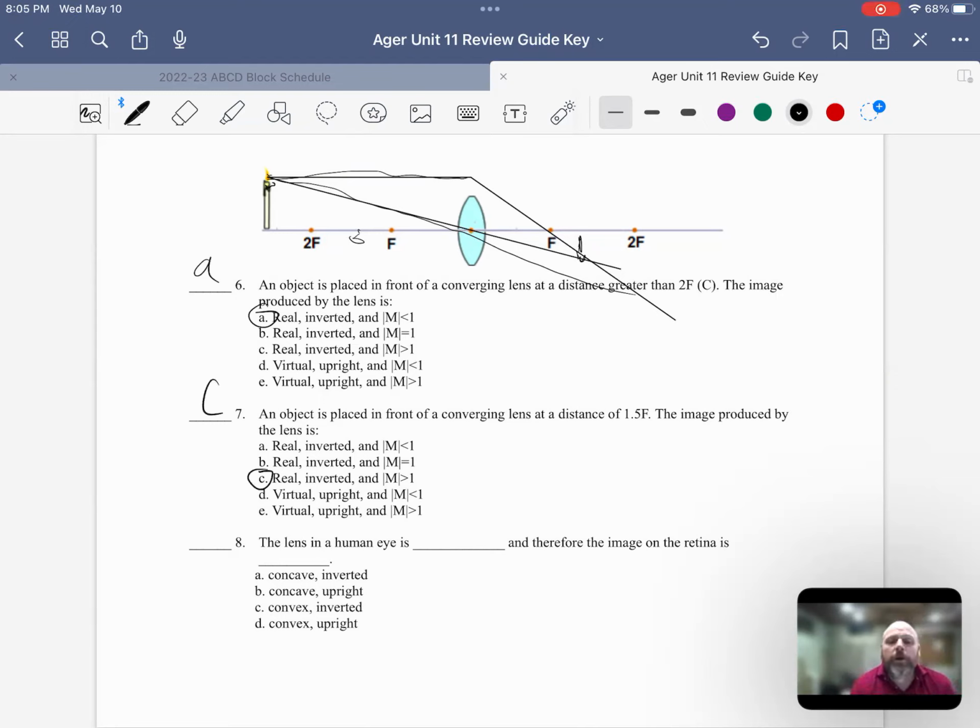The lens in a human eye is what type of lens, concave or convex, and therefore the image on the retina is what? Only two options it possibly could be. It's a convex lens, so it's either A or B. Since it's acting like a camera, the image is going to be inverted, A. The image on our retina is upside down, and your brain actually flips it the other way.